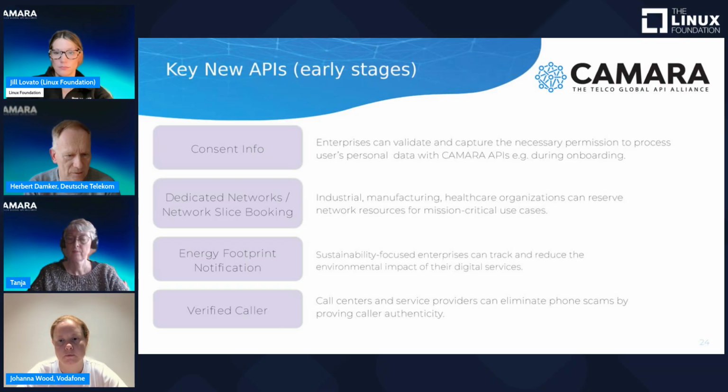We have then a group, I mentioned it already, which is around QoS, two new APIs in this meta release, dedicated networks. It's more reservation of capacity for critical communication, while network slice booking is doing something very similar, but with a very concrete technology, which is not always what developers need. They maybe will go more to the abstract dedicated networks.